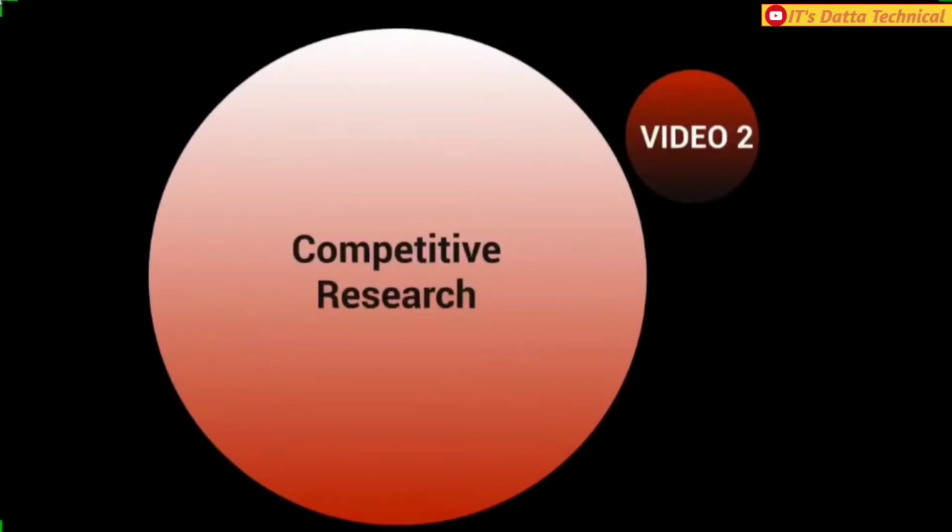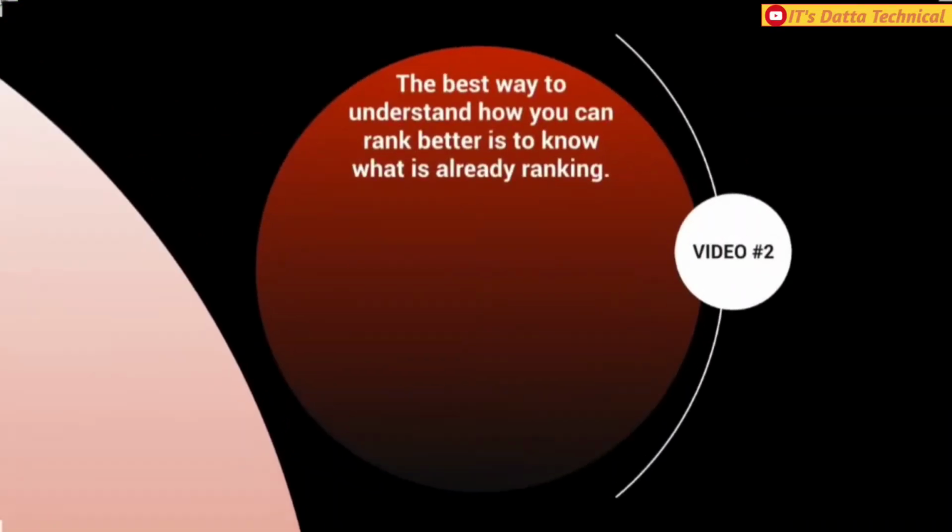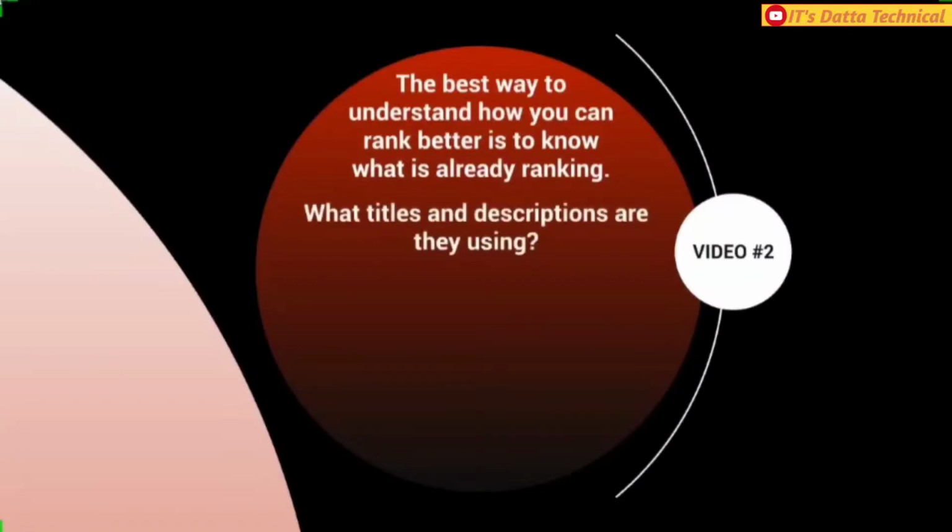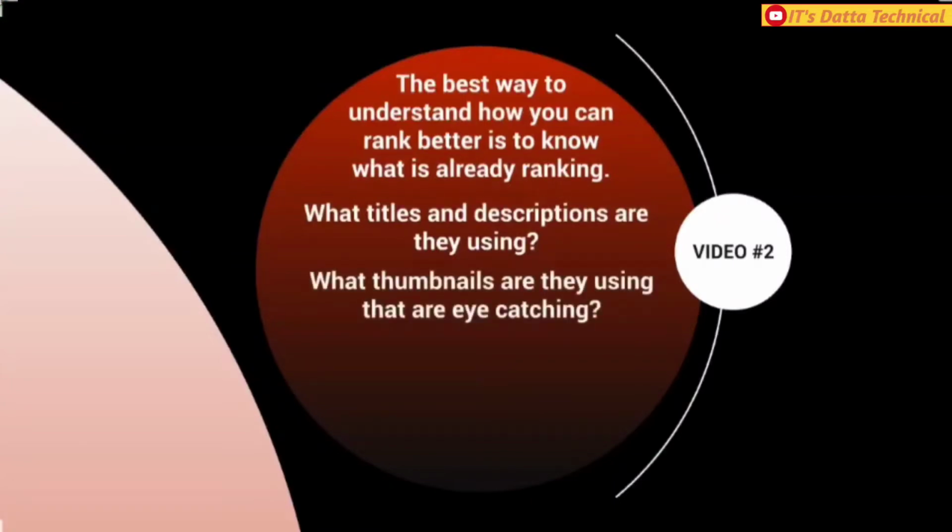Let's talk about competitive research. The best way to understand how you can rank better is to know what is already ranking in your niche or your market. So what we want to do here is analyze the videos that are on top. I want you to specifically look at what titles and descriptions they are using, what thumbnails they are using that are eye-catching, and what the user experience is like when you click through those videos.